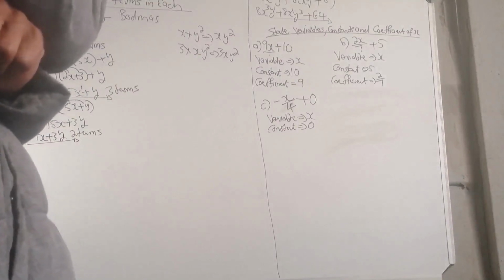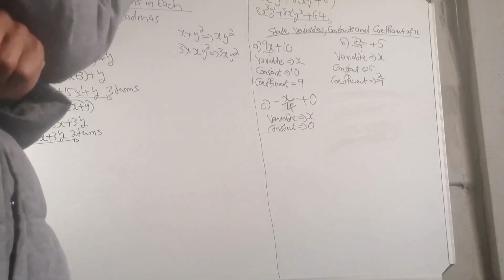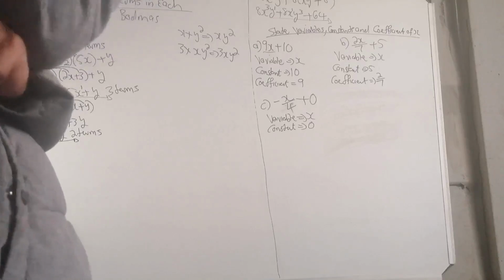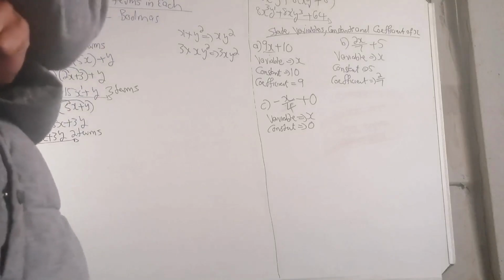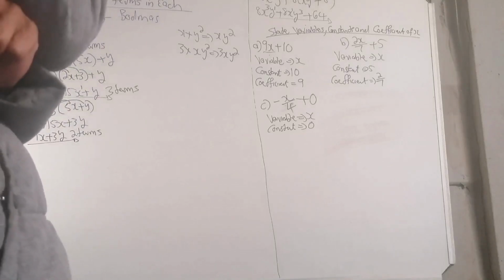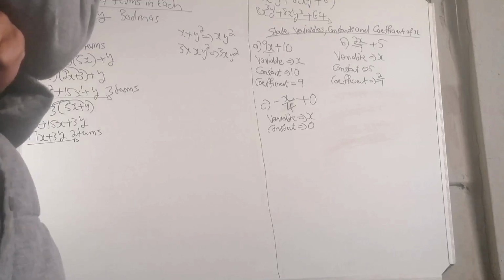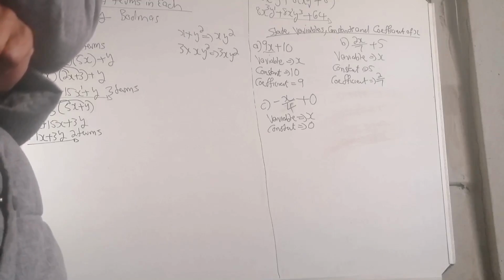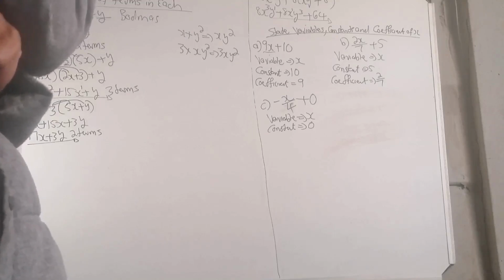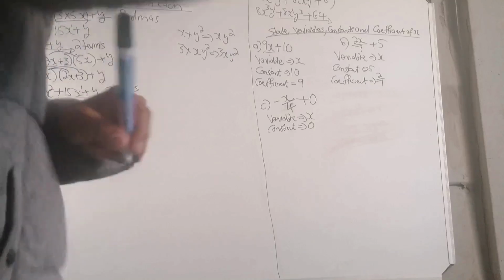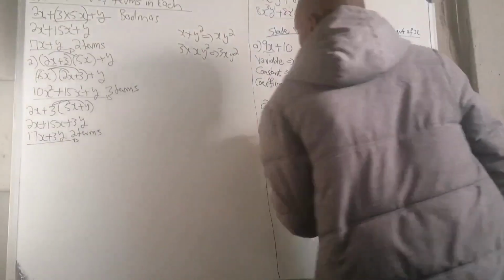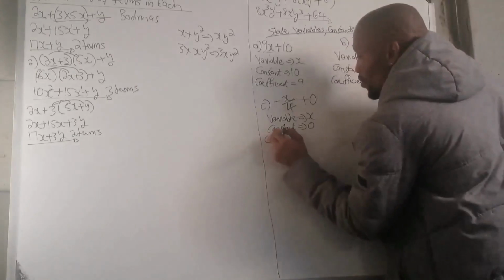Now, the last one: what will be the coefficient of x? You must be very careful, guys. What is the coefficient of x? That's negative 1 over 4. Negative 1 over 4, my dear.